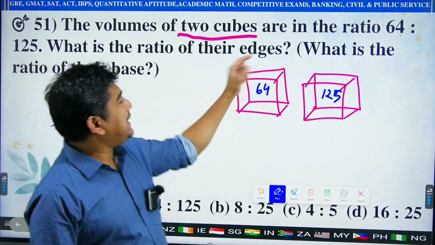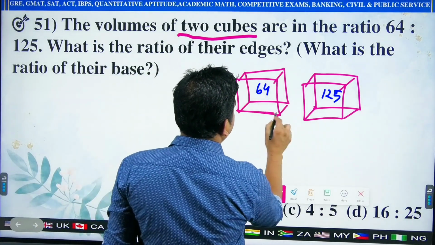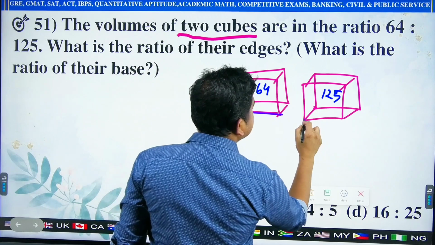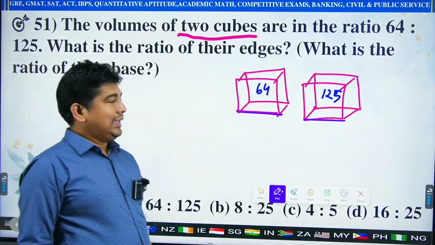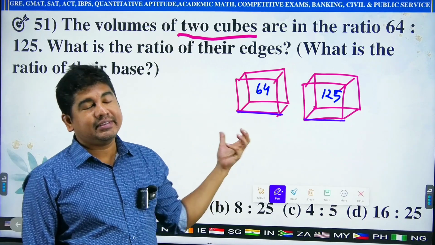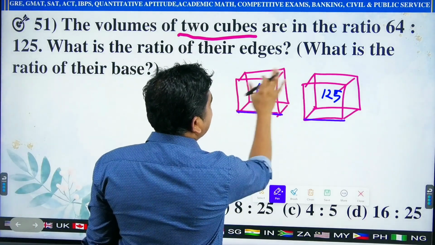What is the ratio of their edges? You have to find out the edge. That means the dimension. You have to find out the edge. That means length or breadth or height, any of them. This is the edge. So what is the edge of this cube?